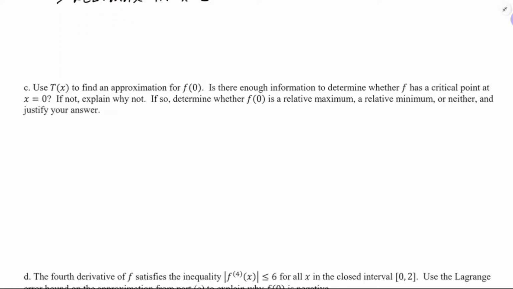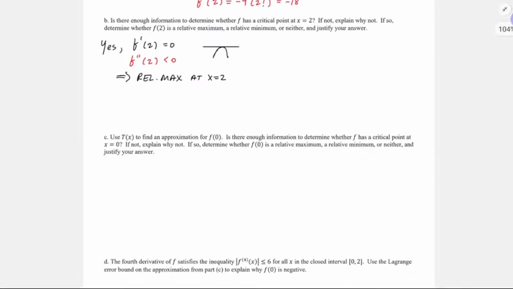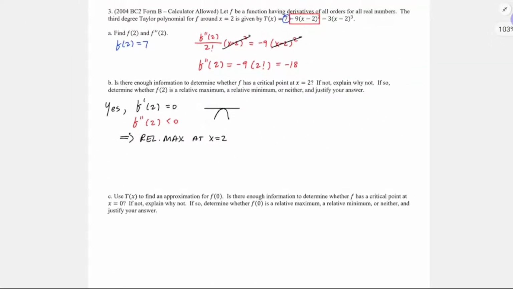Now use T of x to find an approximation for f of 0. Well, that should be pretty easy. I'm going to say f of 0 will be approximately equal to T of 0, which would equal 7 minus 9 times negative 2 squared minus 3 times negative 2 to the 3. Okay, and that's my approximation.